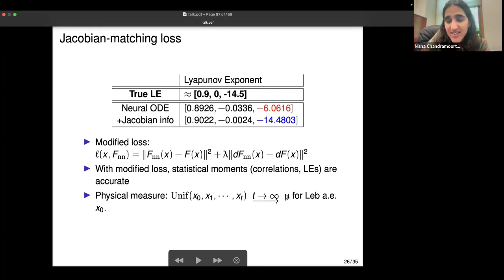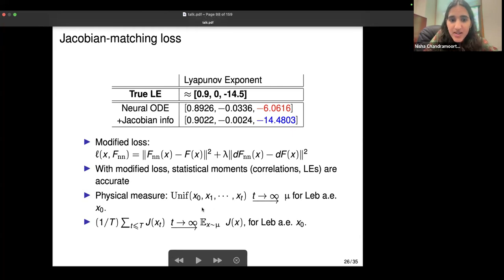This mu, sorry for defining this late, is called the physical measure. What this means is if you take almost every orbit, for Lebesgue almost every initial condition, if you take a ball around the Lorenz attractor and start almost anywhere, or with any probability density, this is going to converge as t tends to infinity to this measure weakly. Such a measure is called a physical measure, and there is a unique physical measure for this Lorenz 63 system. Equivalently, if you take any function j, which is an observable, and you let T tend to infinity, then finite time averages tend to the expectation with respect to mu.